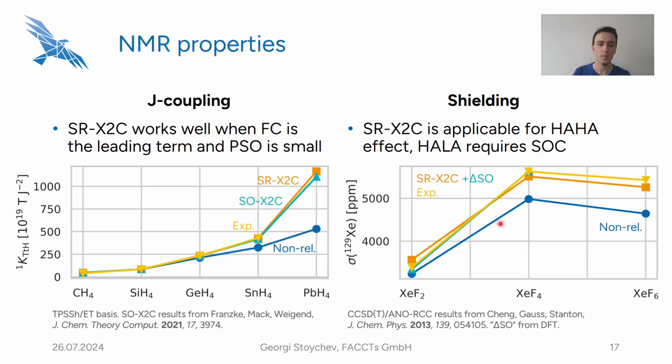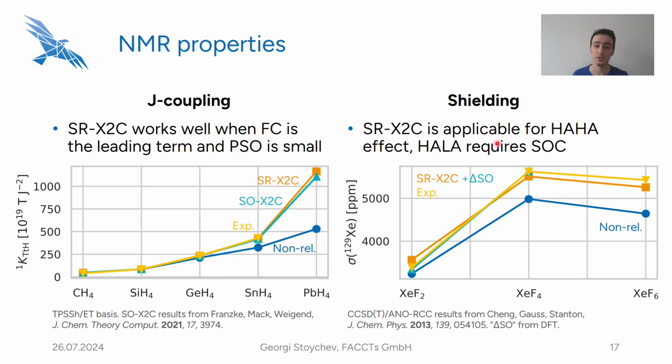Now, turning to NMR properties, I wanted to point out in which cases the scalar relativistic approach is suitable. For spin-spin couplings, this works well when the Fermi contact is the dominant term, which is usually the case. But when the paramagnetic spin-orbit term becomes large, those are also the cases where the spin-orbit contributions are large in the relativistic theories. But for this example, both the scalar relativistic and spin-orbit X2C, these are not results from ORCA, agree well with the experiment, whereas the non-relativistic results don't.